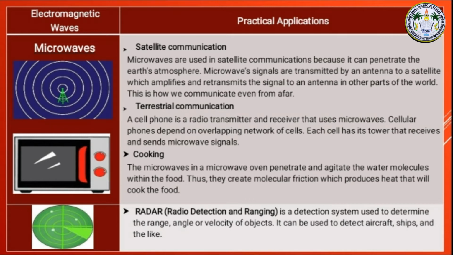Another one is cooking. The microwaves in a microwave oven penetrate and agitate the water molecules within the food. Thus, they create molecular friction which produces heat that will cook the food. Radar, or radio detection and ranging, is a detection system used to determine the range, angle, or velocity of objects. It can be used to detect aircraft, ships, and the like.